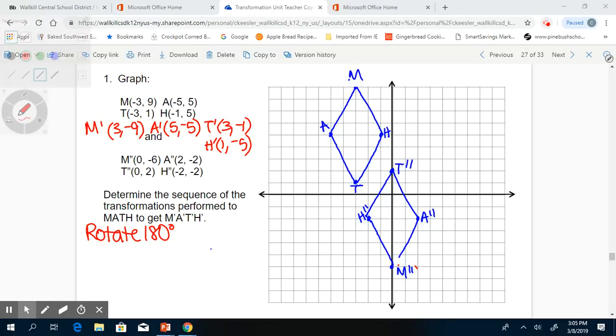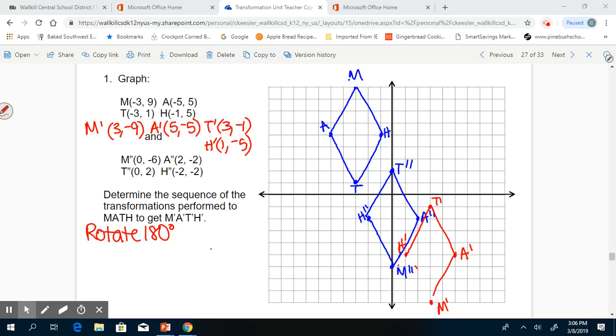M prime is at 3, -9, so that's right 3 and down 9, all the way at the bottom. A prime is at 5, -5, right 5 and down 5. T prime is at 3, -1, so right 3 down 1. And then H prime is at 1, -5, so right 1 down 5. And I can go ahead and draw my shape neatly.